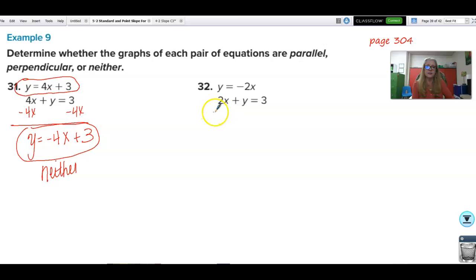Let's check out these two. Same thing. This one's not in slope-intercept form, so I'm going to fix it. Y equals negative 2x plus 3. All right. And this is a slope of negative 2x. This is a slope of negative 2x. Because the slopes are the same, the lines will be parallel.